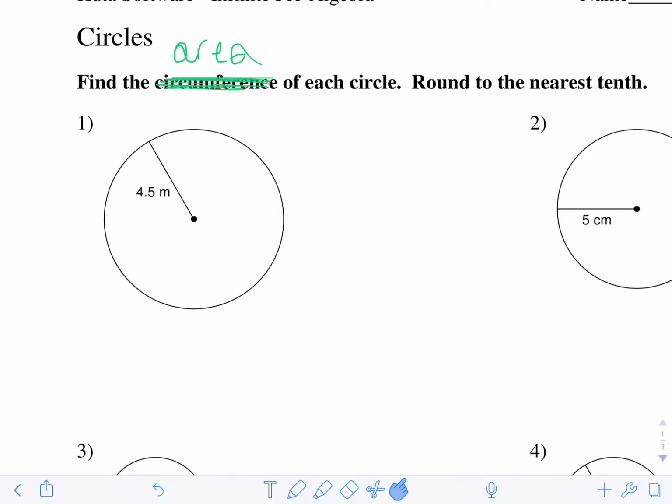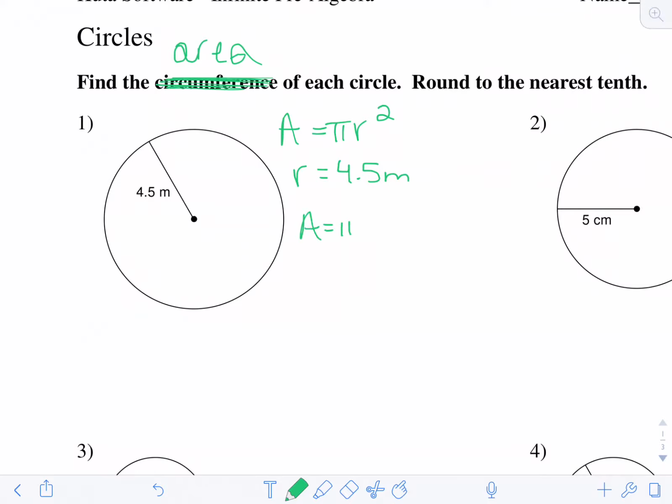All right, so these are the notes that we're going to do to find the area of a circle. For number one, we're going to do area is equal to pi r squared. You have to identify what your radius is. My radius goes from the center of the circle to any side of the circle. So my radius here is 4.5 meters. I'm going to plug that into my formula.